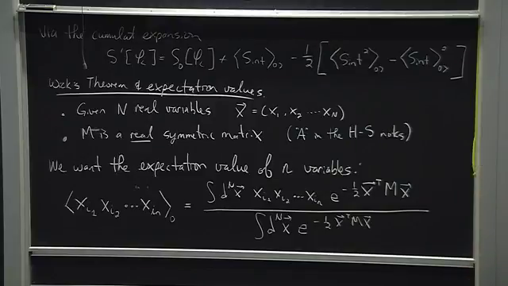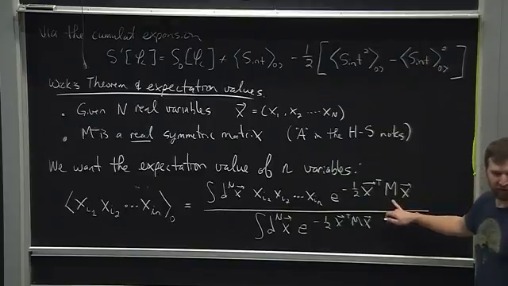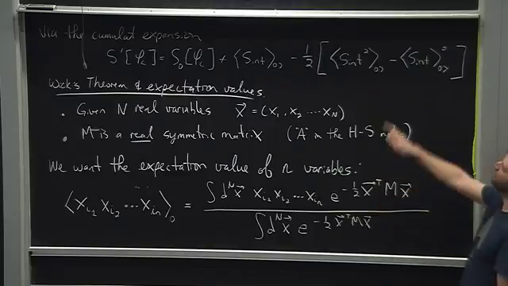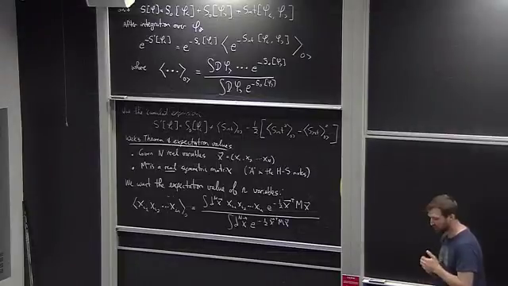Okay, like that. And then M is going to be related somehow to the interaction. We'll see what it is. And X will be the field vector. So we're imagining those phi's as these real variables. Okay, so this is what we want to calculate.